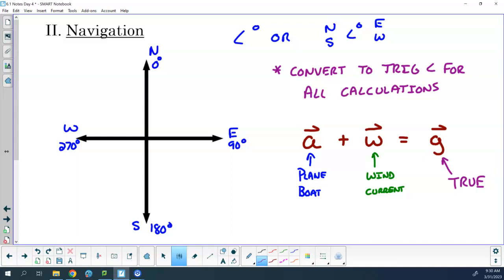And from that true vector, you can get speed. What's the speed of a vector? How do I find the speed of a vector?